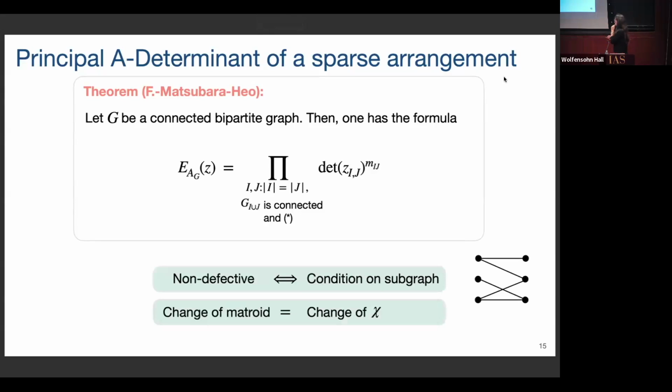So what I just said is that the non-defectiveness that I mentioned before translates into a condition on the subgraph, and also that the matroid associated to the hyperplane arrangement, this one being the Z matrix to which we just append the identity, changes whenever the Euler characteristic drops. The condition on the subgraph is basically that whenever you take a proper subset here, the cardinality of that set is strictly smaller than the cardinality of its neighbors in the graph.